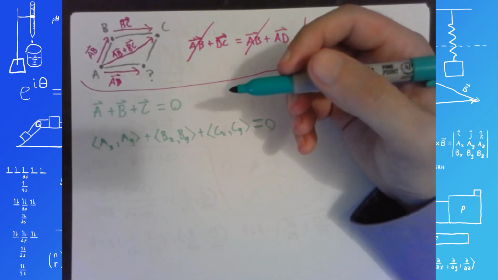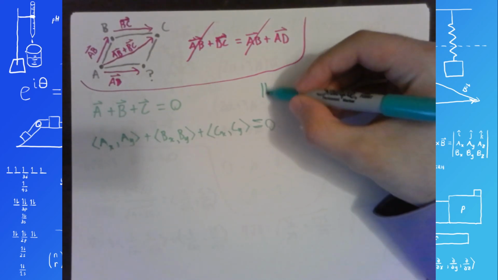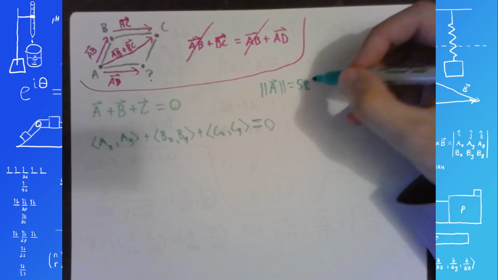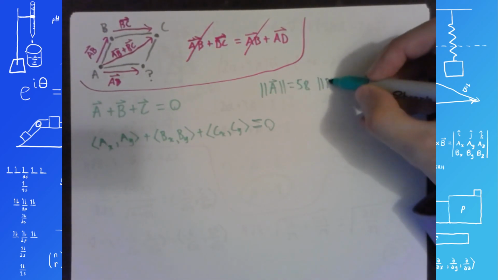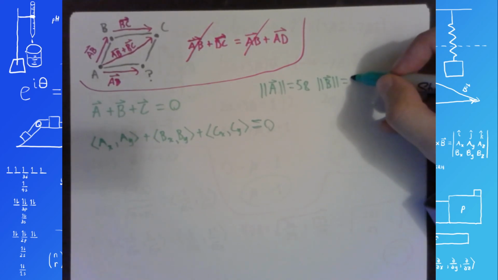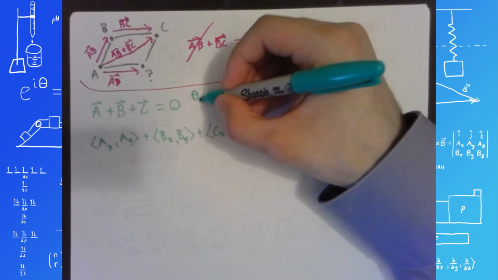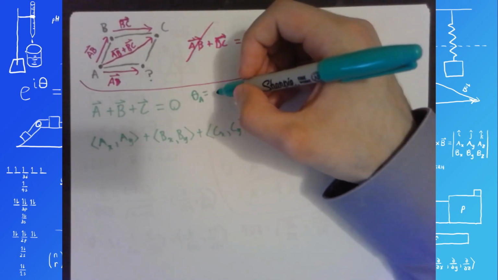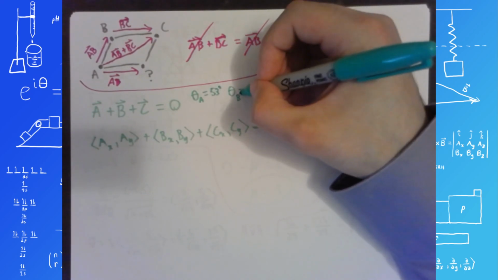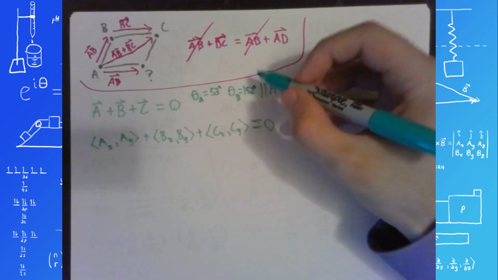58 and 27 are the magnitudes of A and B. So magnitude of A, 58. Magnitude of B, 27. And I guess the angles, I'll call them theta A, is 53 degrees. And theta B is 152 degrees from the x-axis.